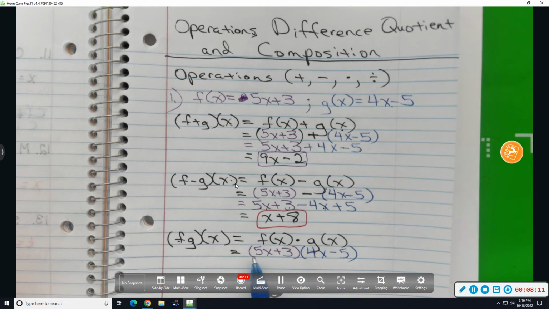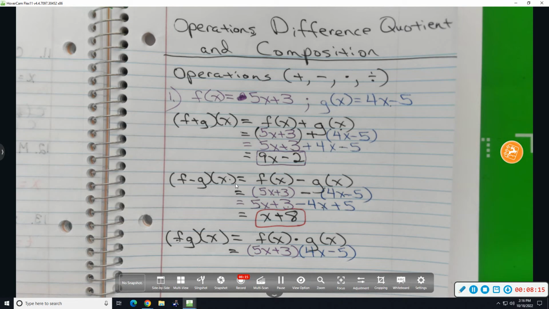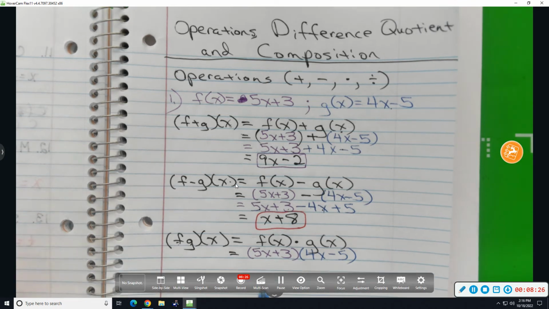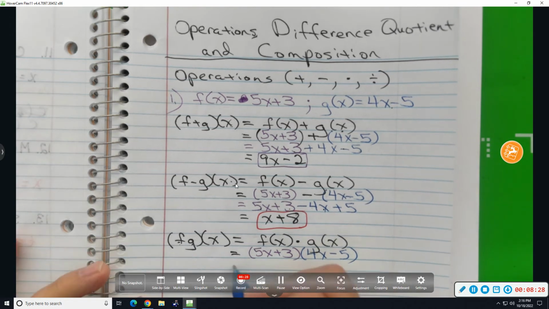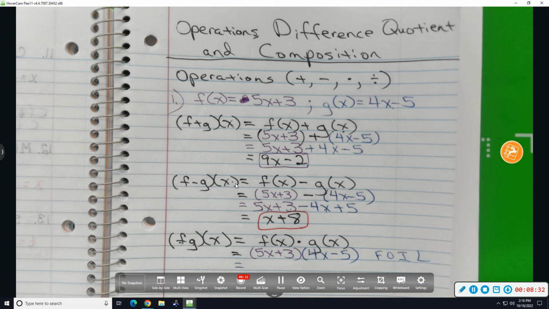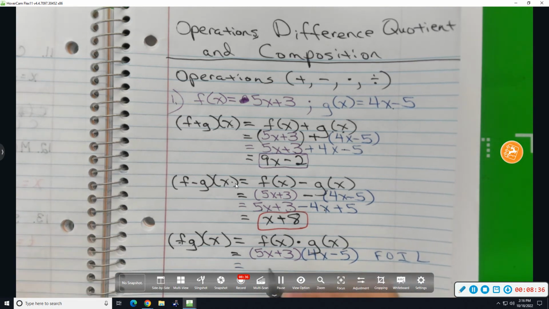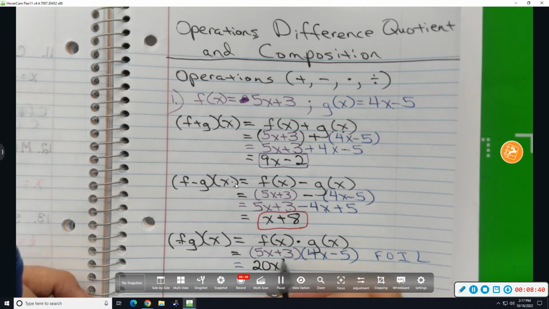If I came in here today and just wrote 5x plus 3 times 4x minus 5, what would you have told me to do? How would I multiply these two binomials? Foil first. Let's start foiling. 5x times 4x is 20x squared. Okay, I agree. The 5x times 4x is 20x squared.